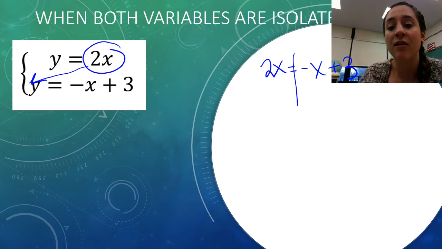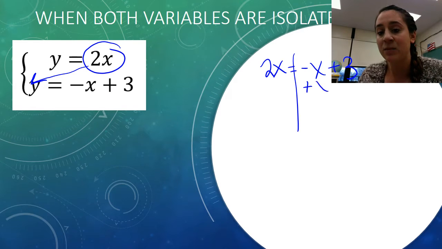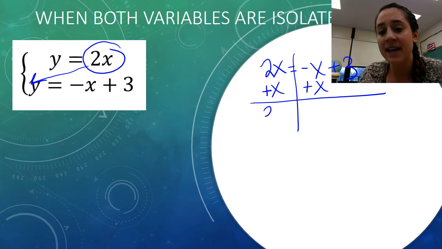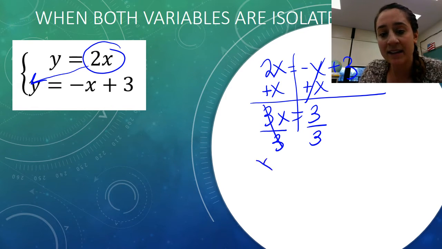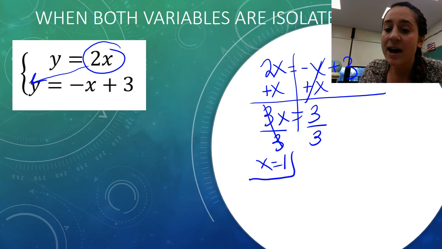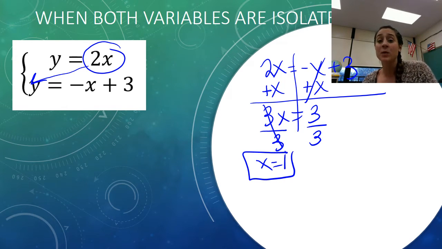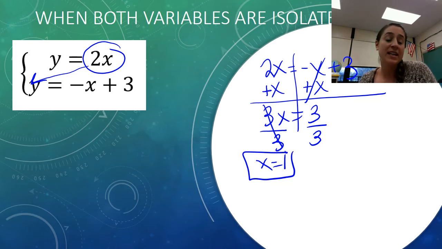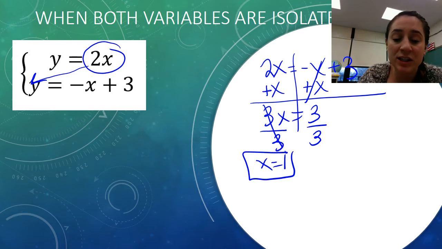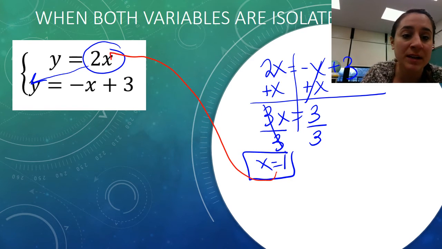Now I'm just going to solve for x. I'm going to add x to both sides. So 2x plus x is 3x equals 3. Divide both sides by 3, leaving me with x equals 1. All right, now I have one spot. Now I know what x equals, but I need to find what y equals. So I'm going to take this value for x, and I can substitute it into either equation, whichever one I choose. I think the first one's going to be easier.